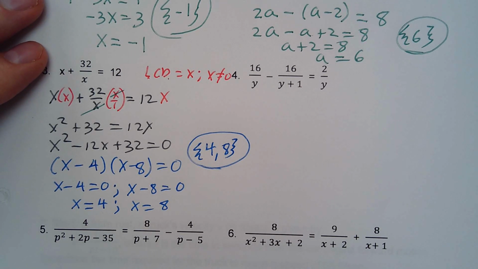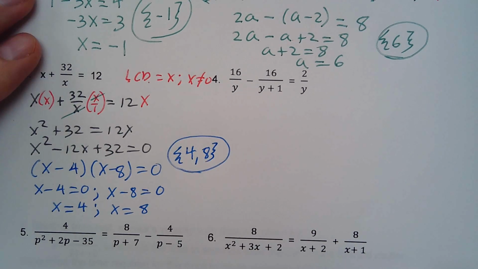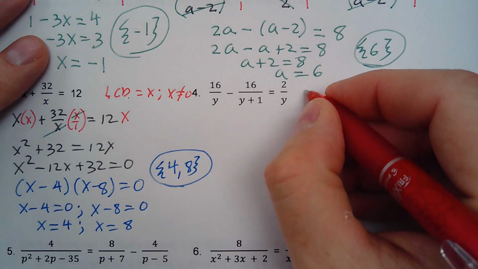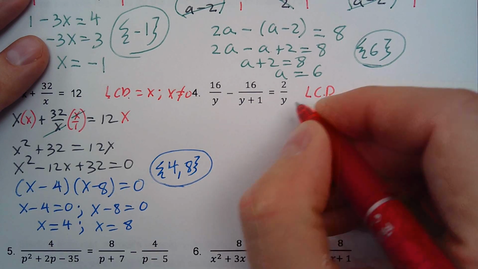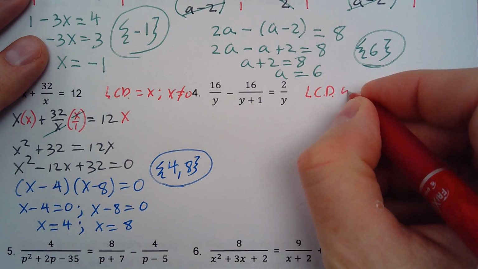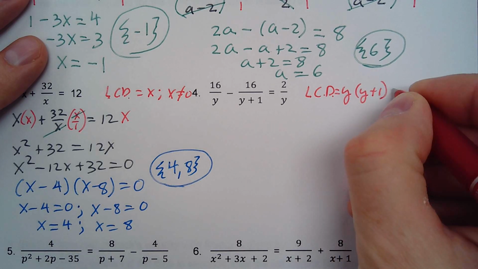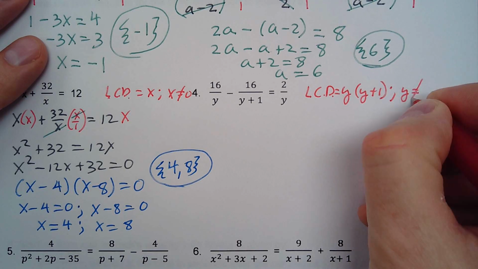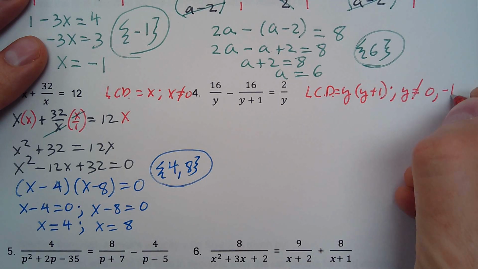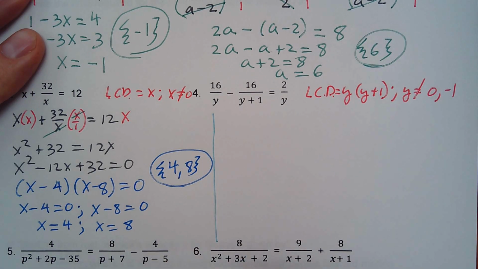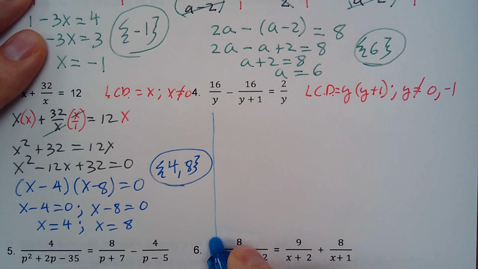Let's try this next one. So here, my LCD, we have a factor of y plus 1 and y, so it'd be y times y plus 1. And that means y cannot be equal to 0 or negative 1. So let's see if we can go ahead and clear this out.